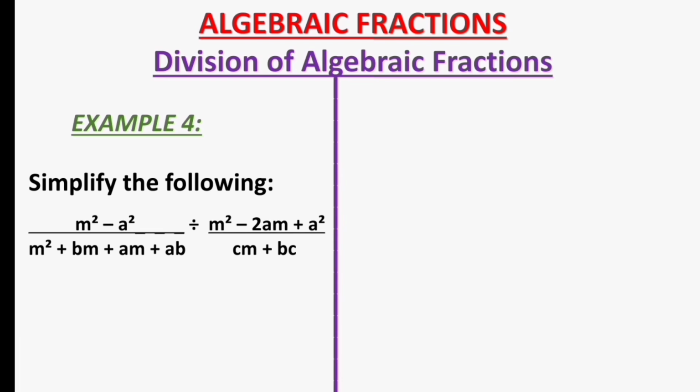Finally, let's see our last example involving the division of algebraic fractions. Example 4. Simplify the following. (m² − a²) divided by (m² + bm + am + ab) divided by (m² − 2am + a²) divided by (cm + bc). Before we solve example 4, can you still remember the procedures involving the division of algebraic fractions? Let's see if you can.